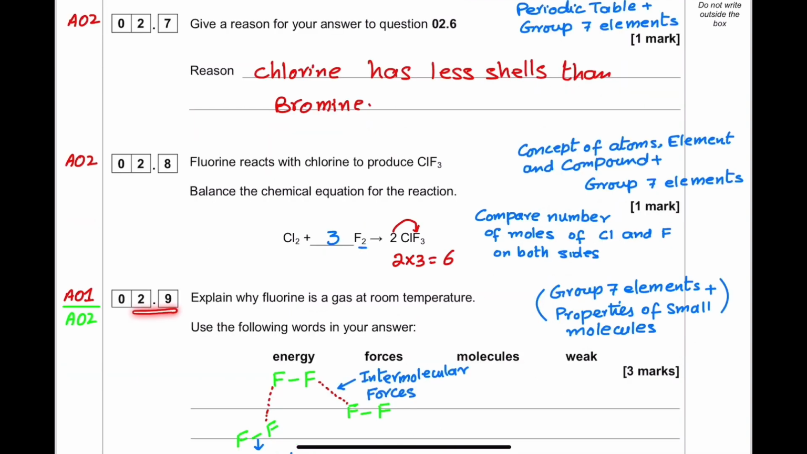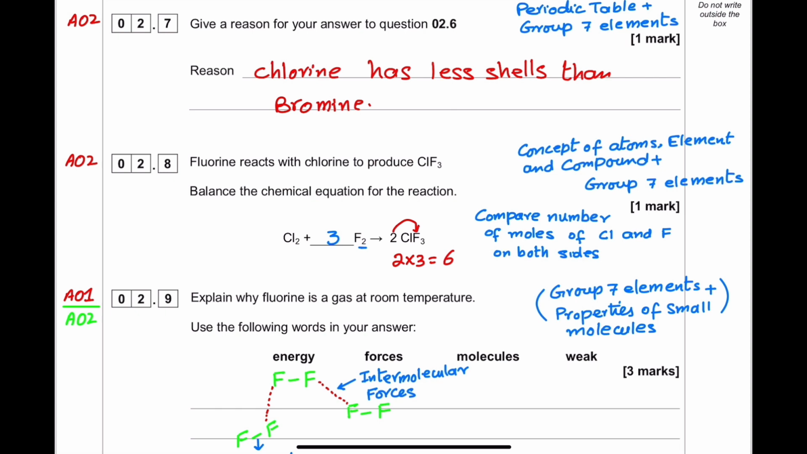Question number 2.9, which is a combination of AO1 question and AO2 question. Explain why fluorine is a gas at the room temperature. Use the following words in your answer. The student should include these words in the answer: energy, forces, molecules, and weak. So group 7 elements. The question is from group 7 elements. Properties of the small molecules also.